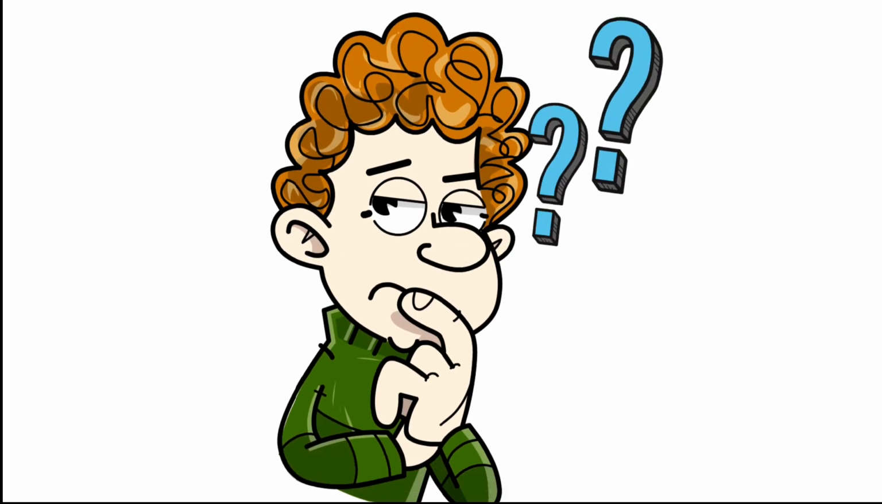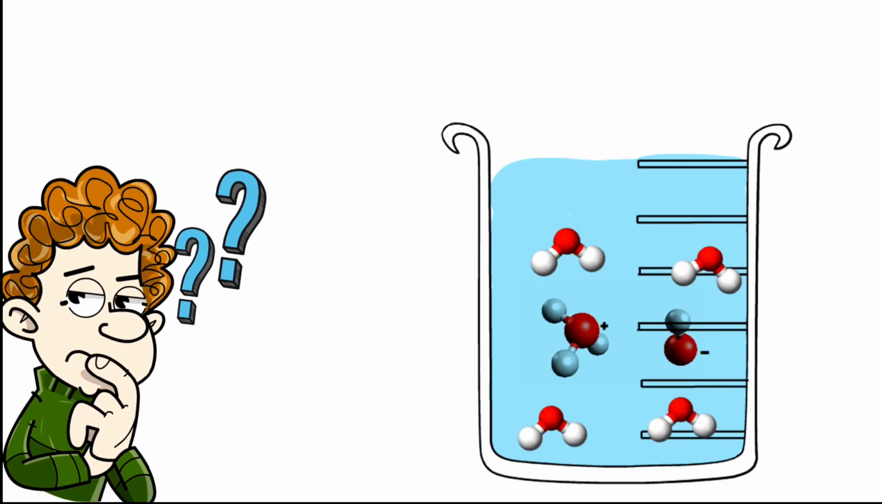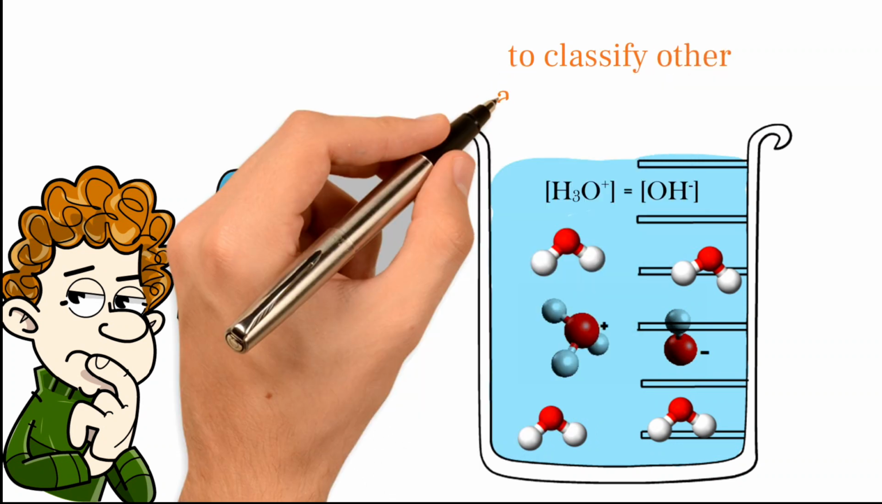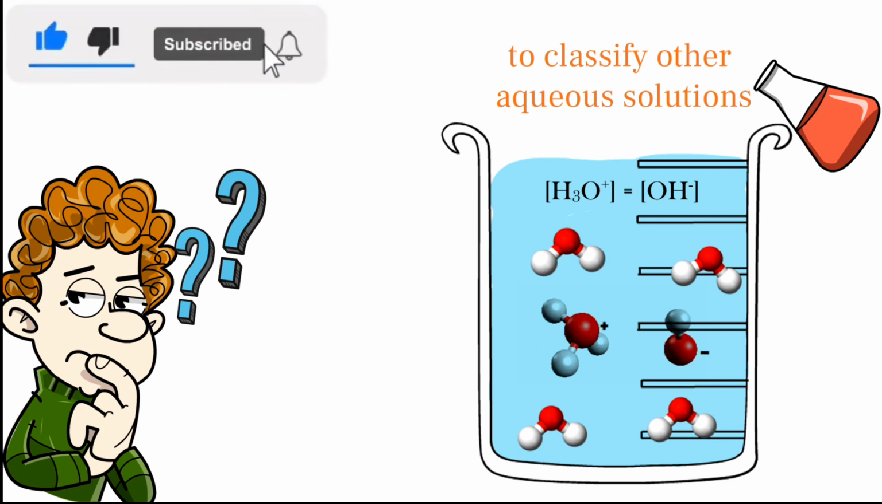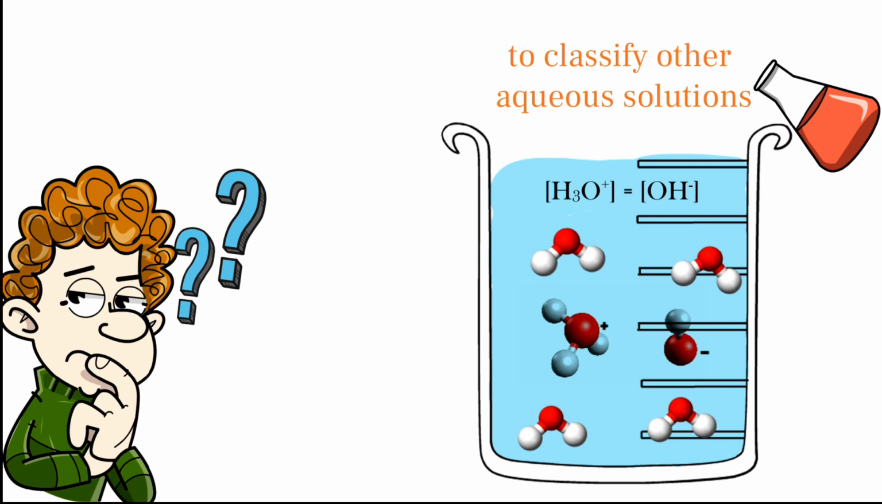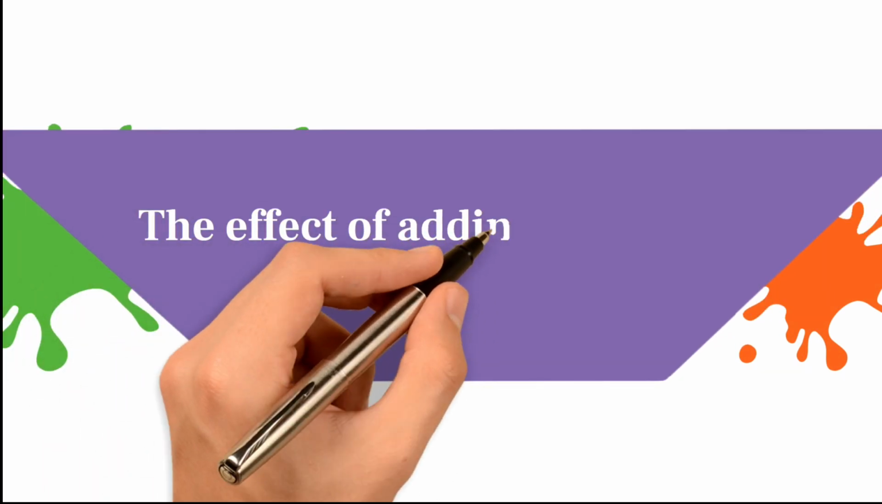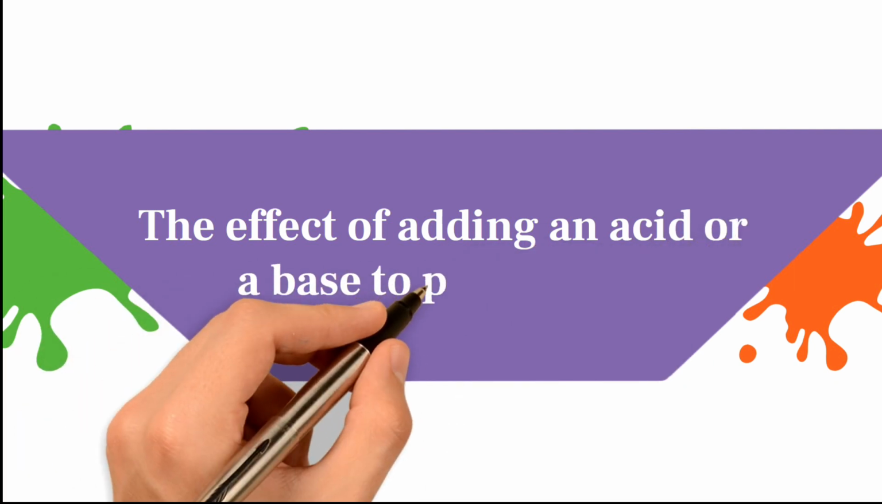But what is the significance of this? As we mentioned, pure water is neutral because the concentration of H3O+ is equal to the concentration of OH-. So it can be used to classify other aqueous solutions when substances are added to pure water. Now together we will learn the effect of adding an acid or a base to pure water.